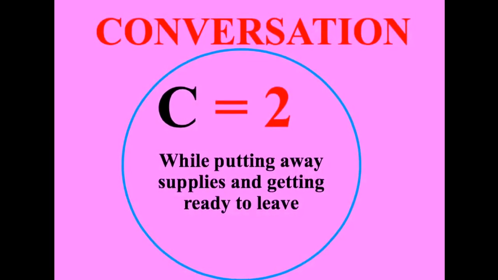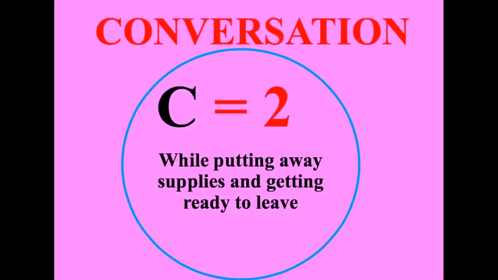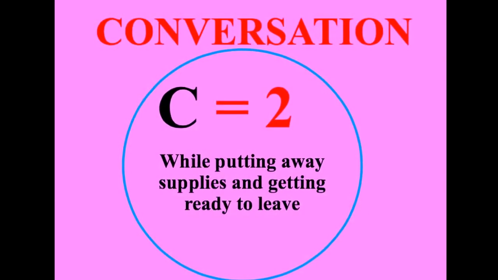C, which is conversation. While we're shutting down the classroom, the conversation level is 2. Conversation level 2 means soft conversation. You can discuss things within your group about your supplies or making sure you've got everything that you need. It's a quiet conversation, it's just within your group.